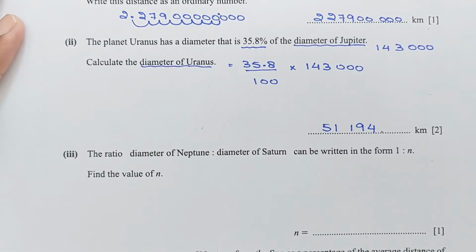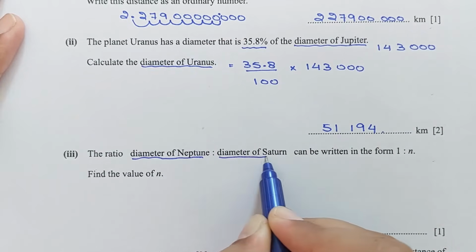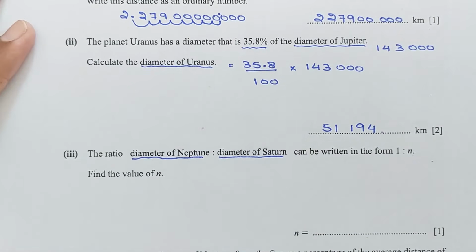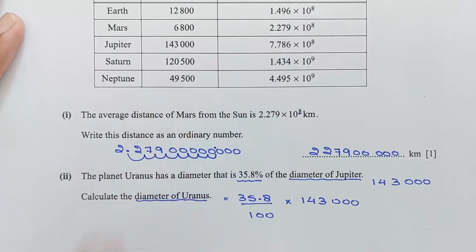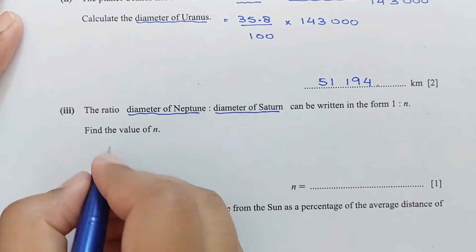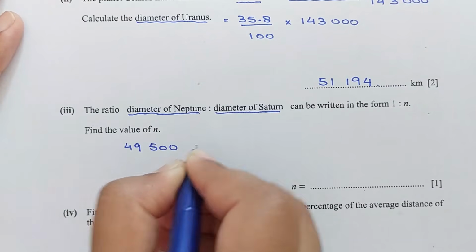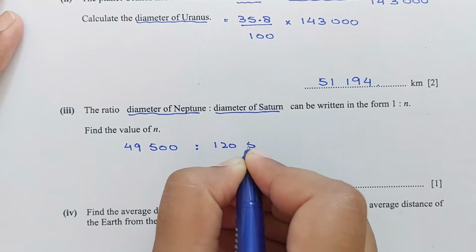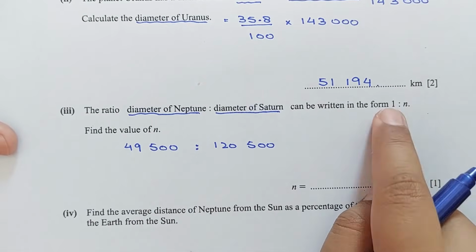Moving to part 3, the ratio of the diameter of Neptune and the diameter of Saturn can be written in the form 1:n. Find the value of n. The diameter of Neptune we have given and Saturn we have given. Let me write this down in the ratio form. 49,500 ratio Saturn is 120,500. All right, so we have to make this as 1. We have to make this as 1 ratio something.